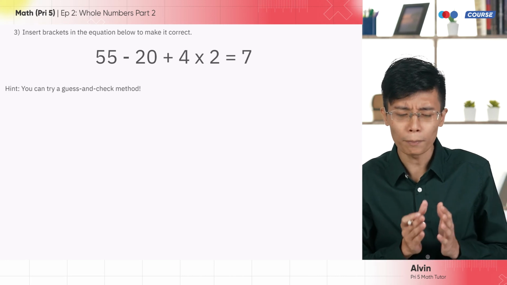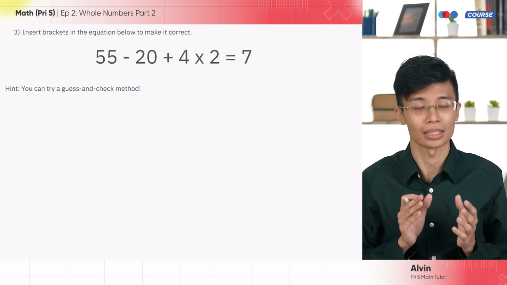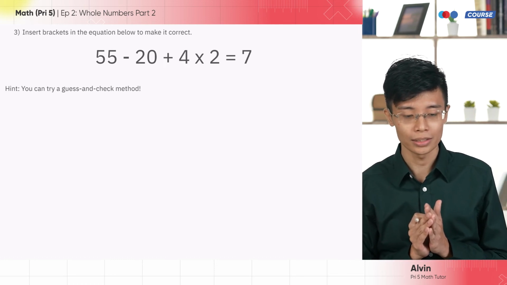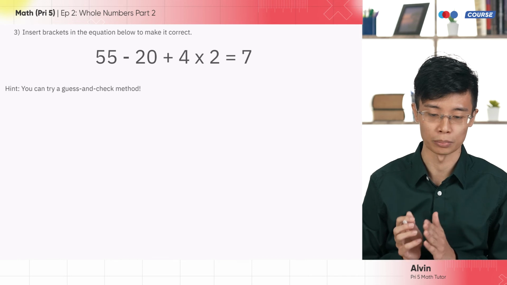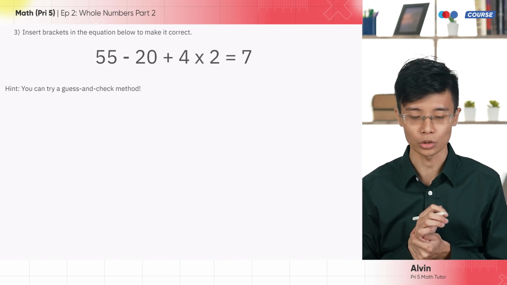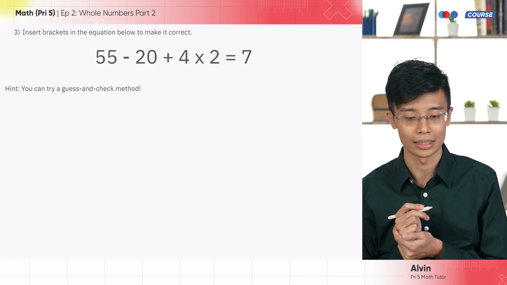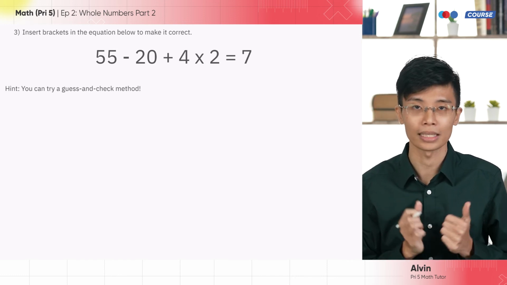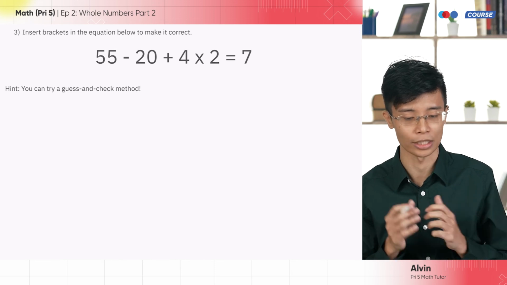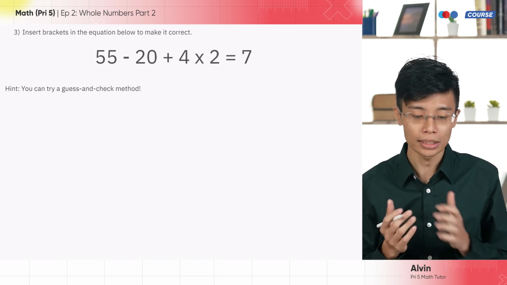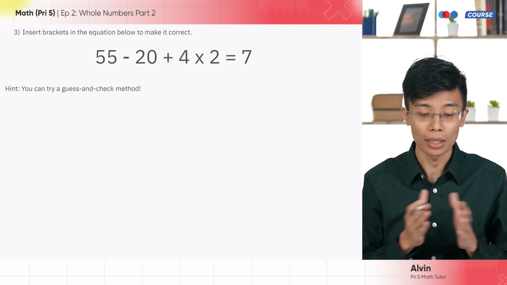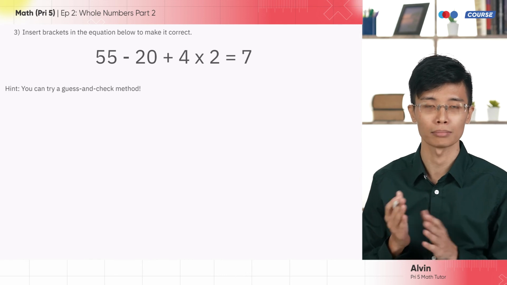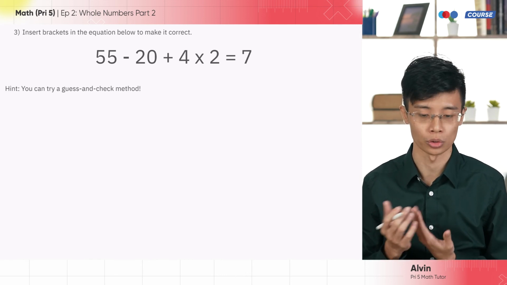Let's move on to one part of the questions that is asking regarding your order of operations. Question 3 is asking you to insert brackets in the equation below to make it correct. So we have 55 minus 20 plus 4 times 2 equals 7. The hint that we can give you is that you can try a guess and check method. Why is this important? Because without the brackets, the operation is different. Inserting the brackets, depending on where you insert, may change the order, like which one you do first.